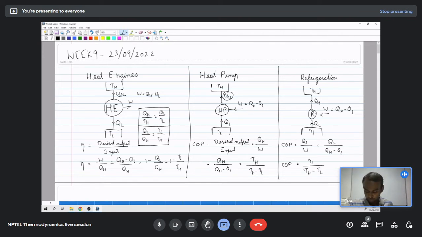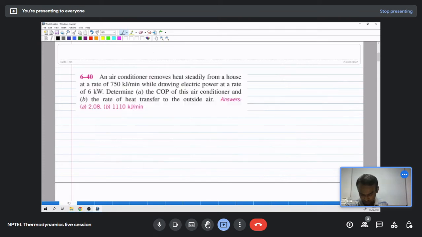Now moving on to the problems. We have an air conditioner that removes heat steadily from a house at a rate of 750 kJ per minute while drawing electric power at a rate of 6 kW. Determine the COP of this air conditioner and the rate of heat transfer to the outside air. So now we have a refrigeration system.